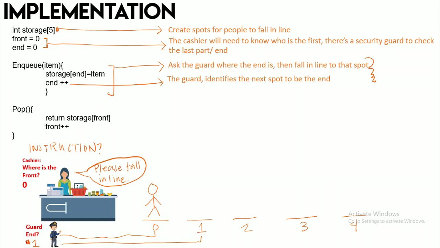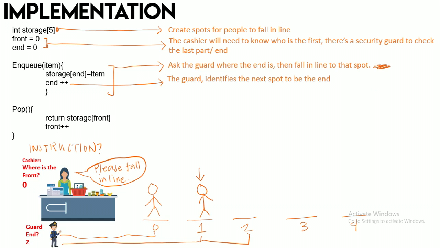Then let's say another person also wants to fall in line. So we go back to our instruction. He or she will first ask the guard where the end spot is. And now the end spot is spot number 1, so that person will go to spot number 1. After that, the guard will re-identify where the end spot is since another person joined the line. So the end spot now will be spot number 2.